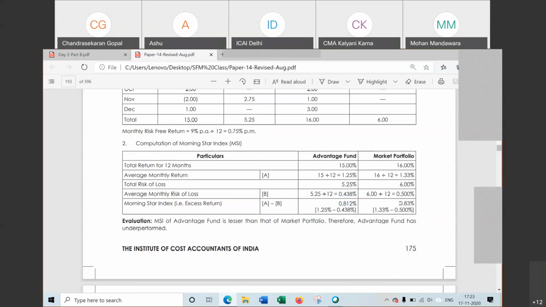And in the same way for the market, it is 8.3. So market return is 8.3 per month, and here the return is 0.812. So market performance is better. The monthly return of the fund is lesser than the market portfolio. So the average fund has underperformed.